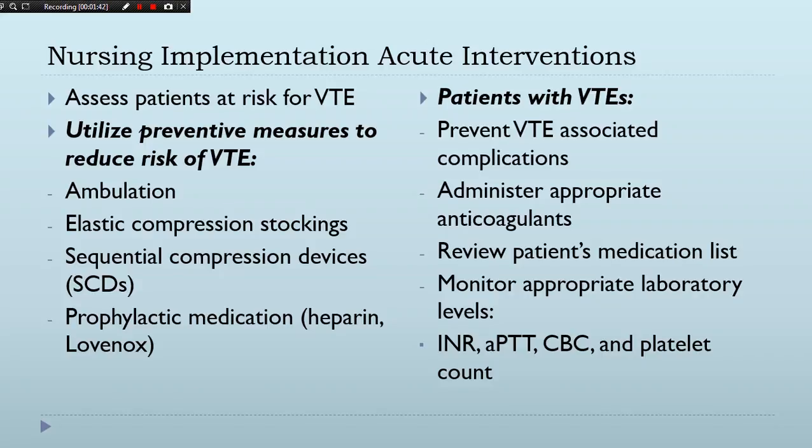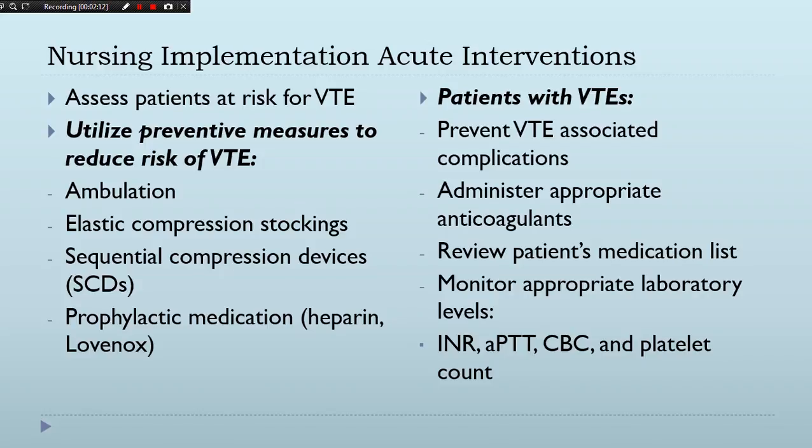Are these patients going to be on prophylactic medications to prevent blood clots? Sub-Q heparin, twice a day, every 8 hours? Or are they going to be on Lovenox sub-Q once a day or every 12 hours? Patients with clots, how are we going to prevent them from developing complications? We're going to administer early and appropriate anticoagulants for their approved diagnosis.